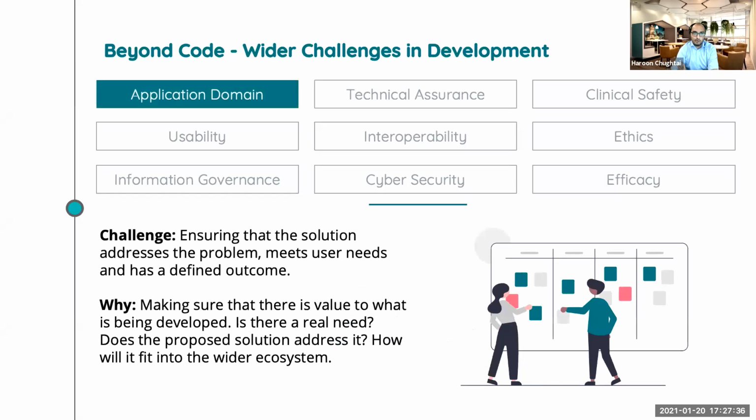So perhaps most importantly for clinical software is that we're developing in a very complex environment, and we need to make sure that the solution actually addresses the problem we're going for. It's not just something that seems cool to develop and doesn't actually meet user needs or have a properly defined outcome. And the reason for that is that it fits into the wider ecosystem. It's something that is useful.